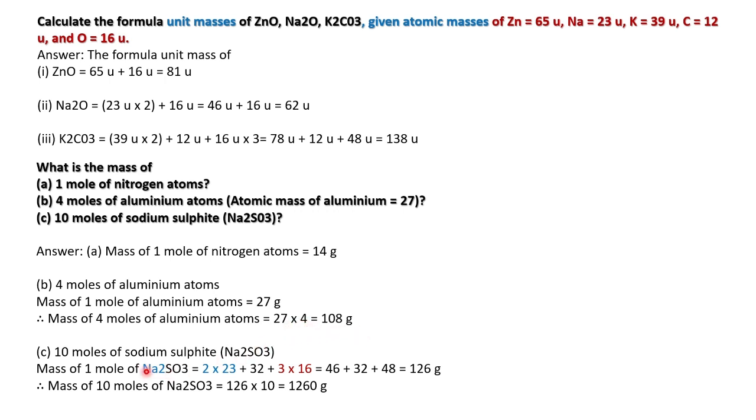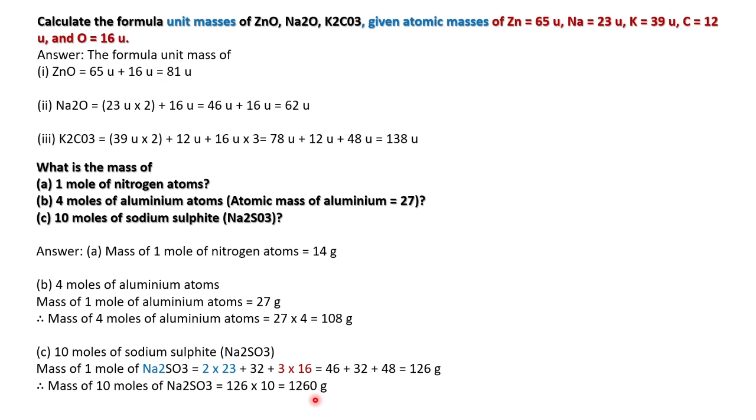Then 10 moles of sodium sulfite. Sodium is 23, 23 into 2 times, Na2, so we multiply by 2. Sulfur is 32 and oxygen is 16 into 3. Together we get 126 grams for sodium sulfite. But here it is 10 moles, so we multiply this answer by 10, and 1260 grams will be the answer.